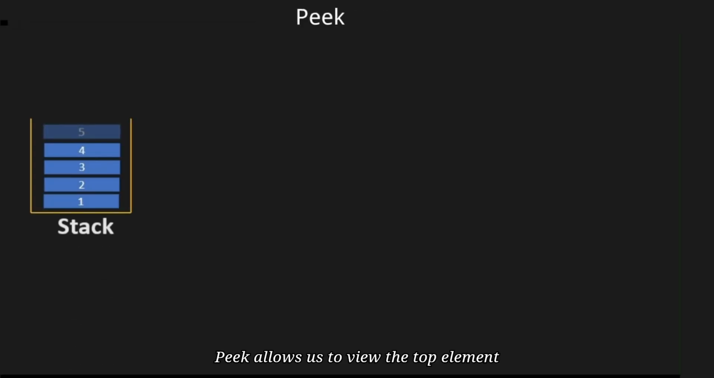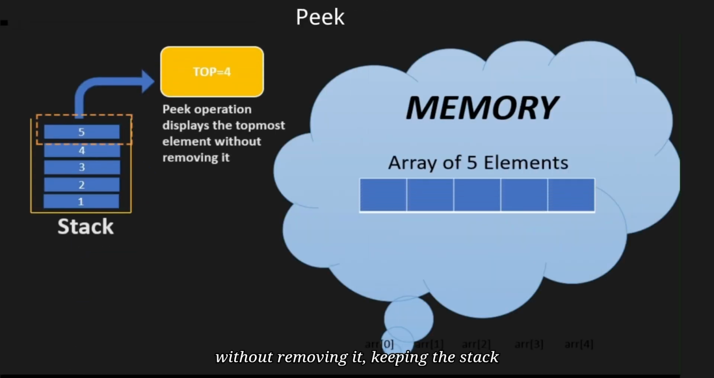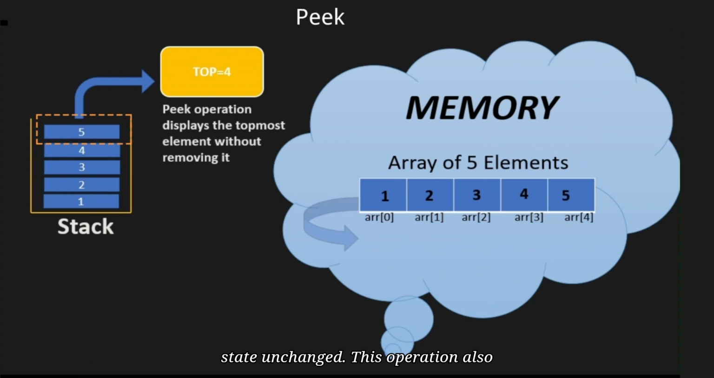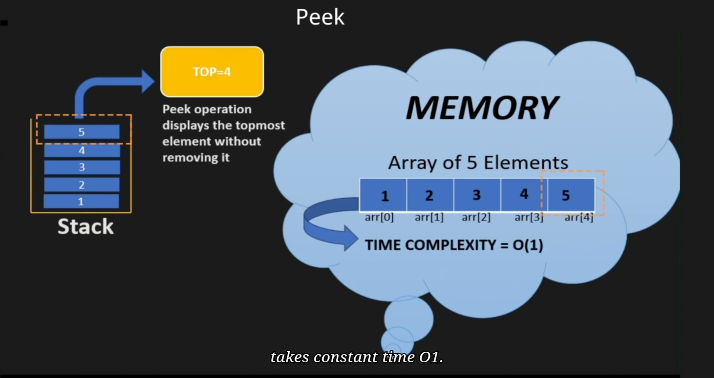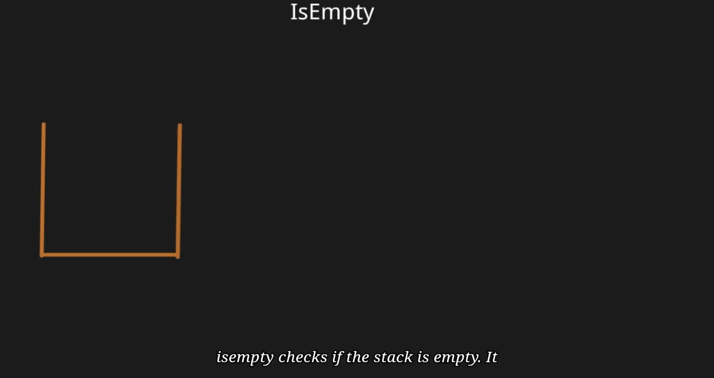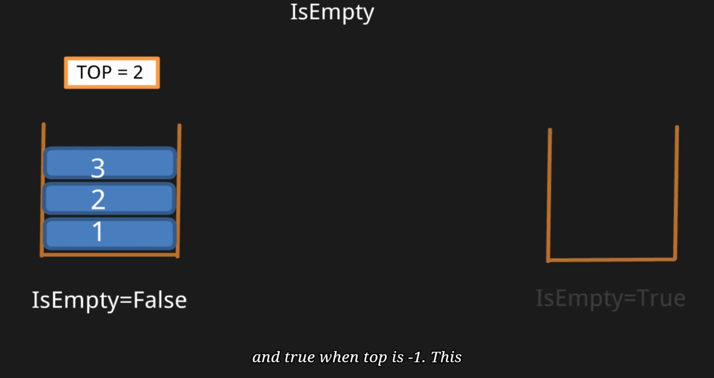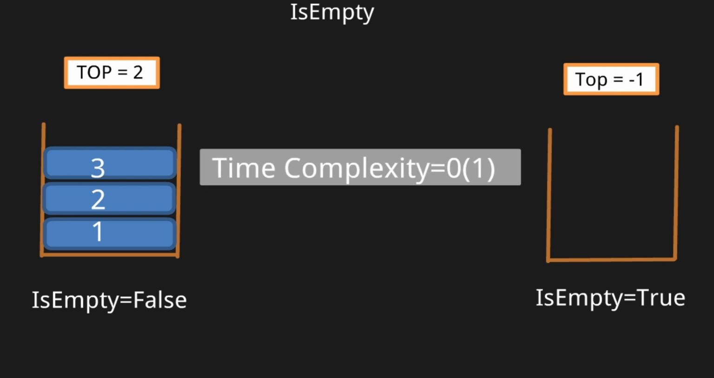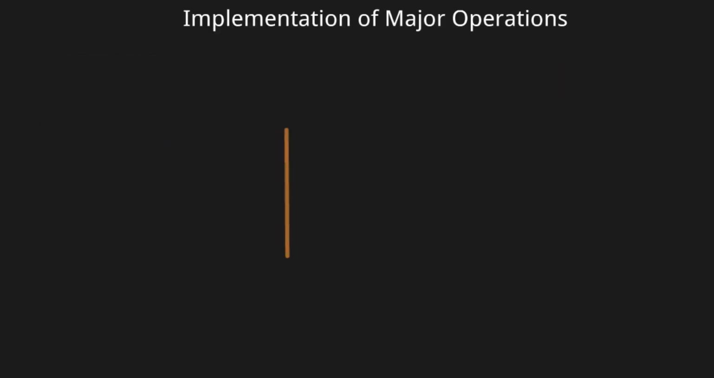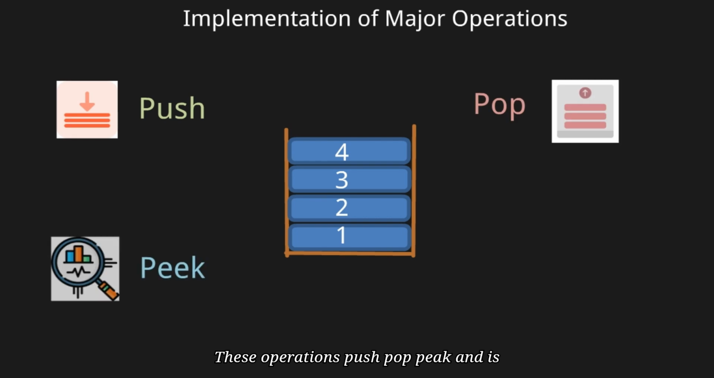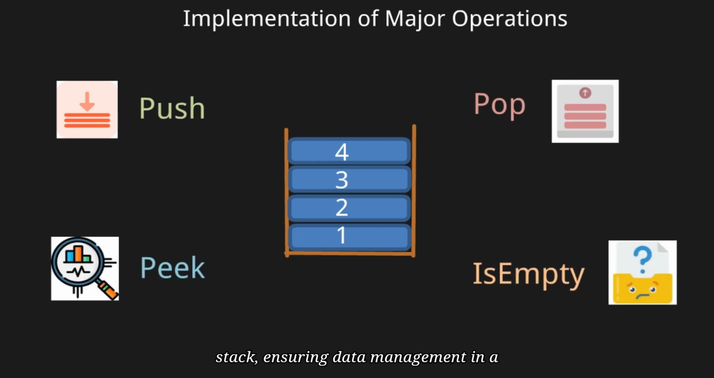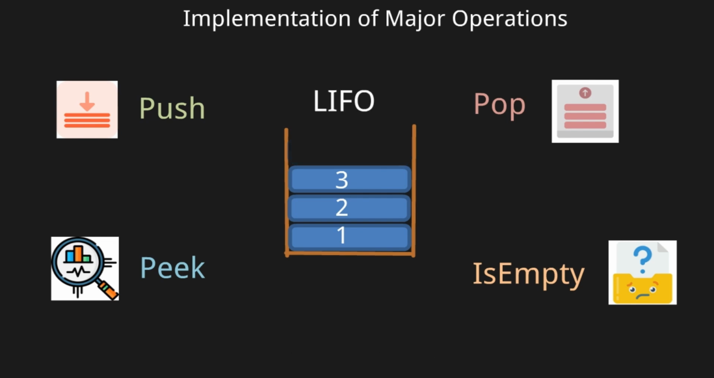Peek allows us to view the top element without removing it, keeping the stack state unchanged. This operation also takes constant time, big O(1). IsEmpty checks if the stack is empty. It returns false if the stack has elements and true when top is -1. This simple check is performed in constant time. These operations, push, pop, peek, and IsEmpty, define our interaction with the stack, ensuring data management in a last-in, first-out order.